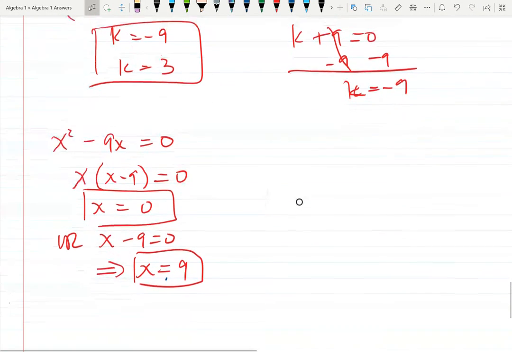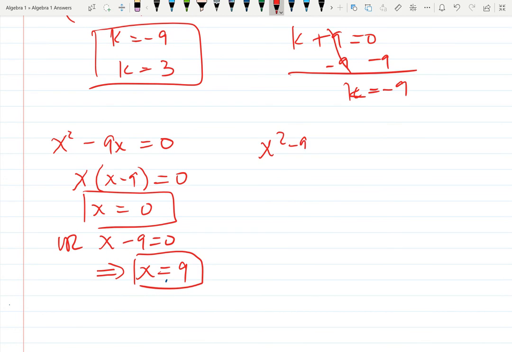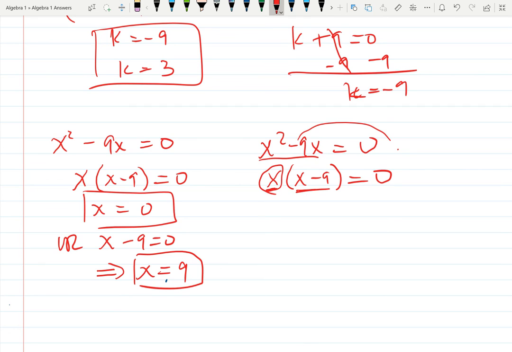And then here, what do we do? x squared minus 9x equals 0. We have only two terms, so you don't move this over here. What you always think of with factoring is you factor out your x, and you have x times x minus 9, which is equal to 0. What does that mean? It's either x equals 0 or x minus 9 equals 0, which means x equals 9.